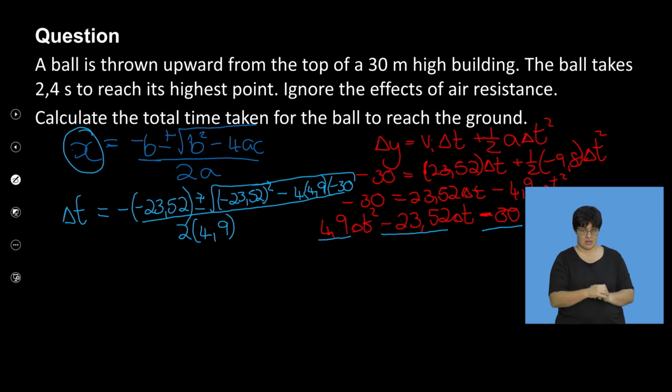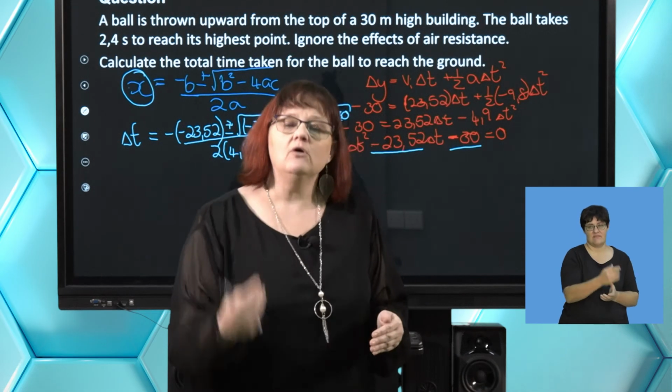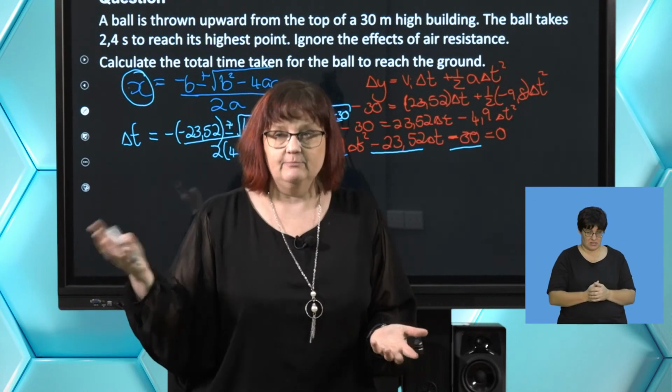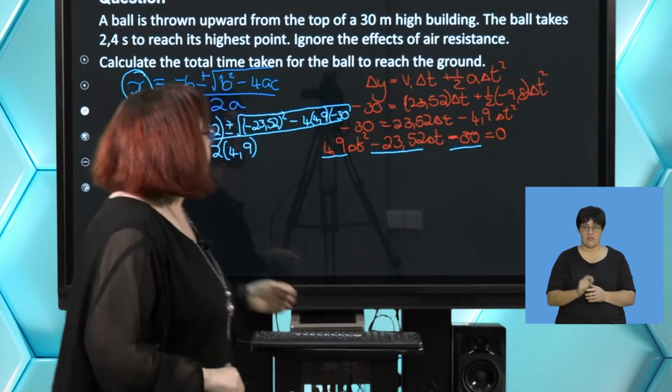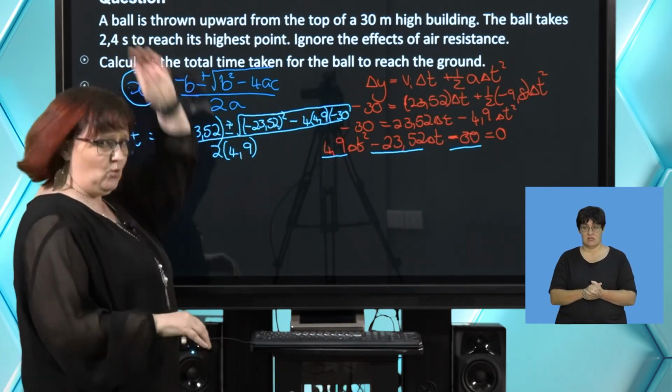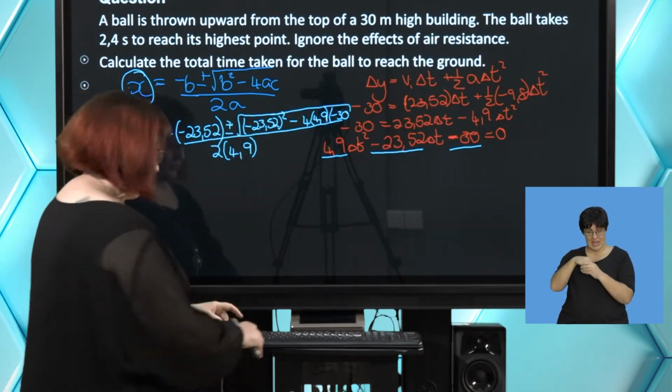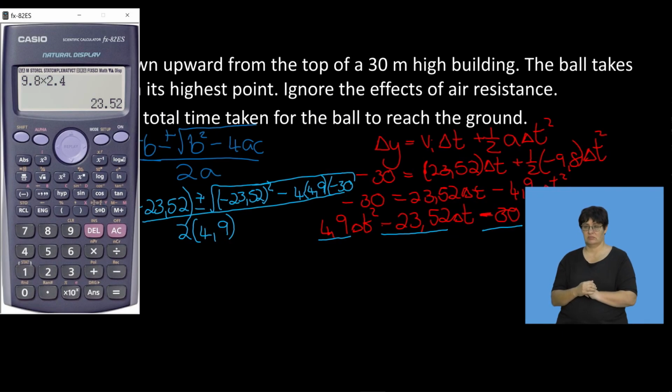The first thing you need to take note of is that if what's underneath your square root ends up being a negative value, you've made a mistake, because you can't take the square root of a negative number. That's the first thing. From here, now it's all a maths thing. I'm going to solve what's in the square root first, because I want to get rid of that square root.